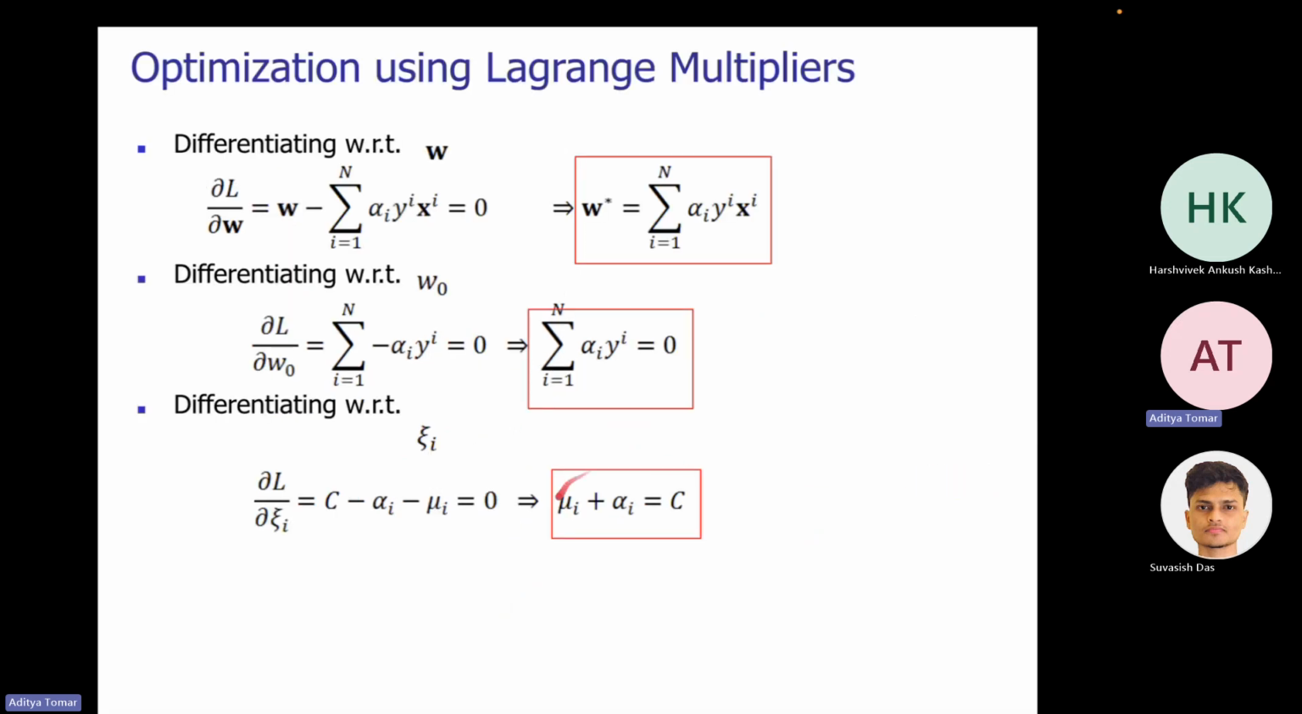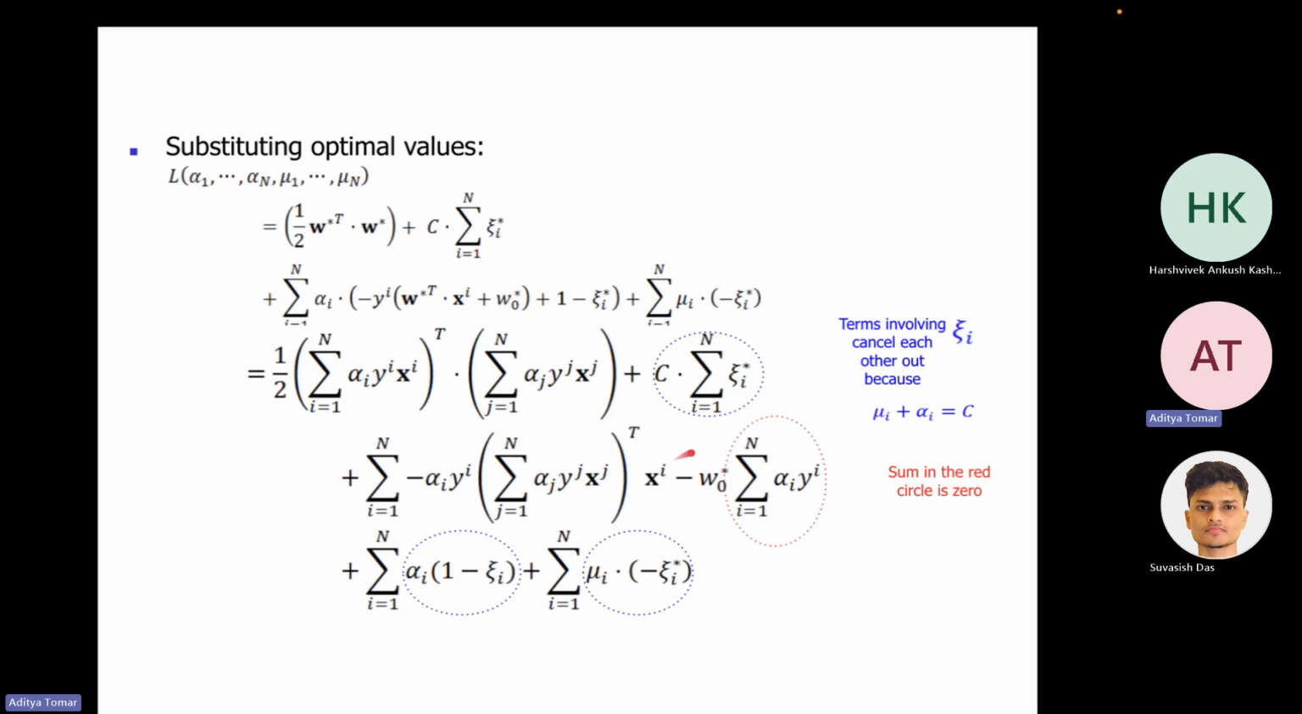If you see here, what is happening? mu i plus alpha i equal to C. So wherever these mu i and alpha i terms are there, they will get nullified. So this is mu i xi, alpha i xi, and C xi. These blue circles will get nullified, they will boil down to 0. Whatever remaining terms we have, just the alpha i, because this is alpha i minus alpha i xi. That is, when merging with mu i xi and C xi, they are becoming 0.